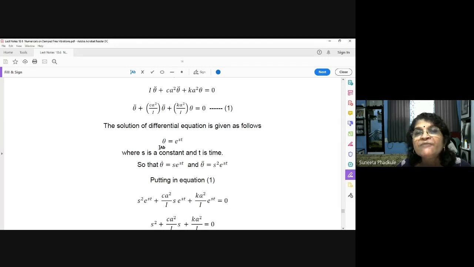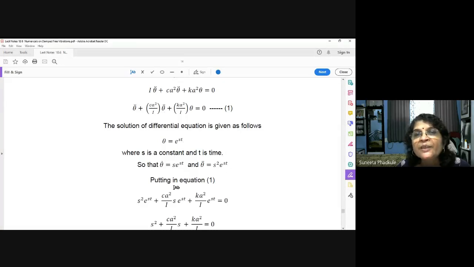So differentiating theta is equal to e raised to st, what you will get? Theta dot is equal to s into e raised to st because s is constant. And again differentiating, that is twice we are differentiating, what are we getting? Theta double dot is equal to s square into e raised to st. So putting the value of theta dot, s into e raised to st, here. Putting the value of theta double dot, s square e raised to st, here. And putting the value of theta, e raised to st, here.